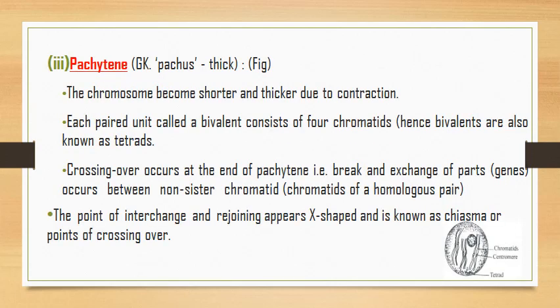Then pachytene, pachus means thick. The chromosomes become shorter and thicker due to contraction. Each paired unit called a bivalent consists of 4 chromatids. Hence, bivalents are also known as tetrads. Crossing over occurs at the end of pachytene. Break and exchange of parts, genes, occurs between non-sister chromatids. The point of interchange and rejoining appears X-shaped and is known as chiasma or points of crossing over.